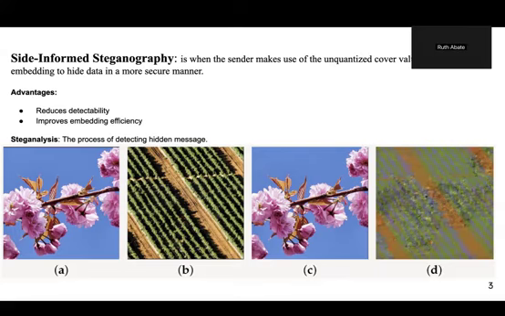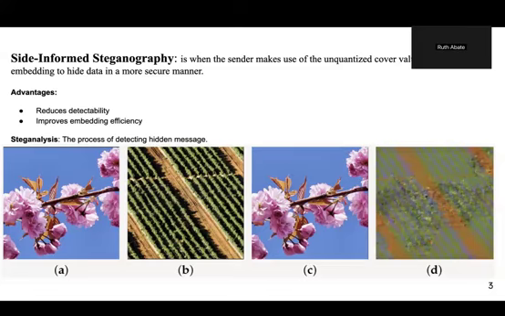Why is it important? Because traditional steganography, like LSB embedding, often leaves behind statistical traces that make detection easier. Side-informed steganography avoids this problem by using knowledge of the original image structure to embed information more naturally.